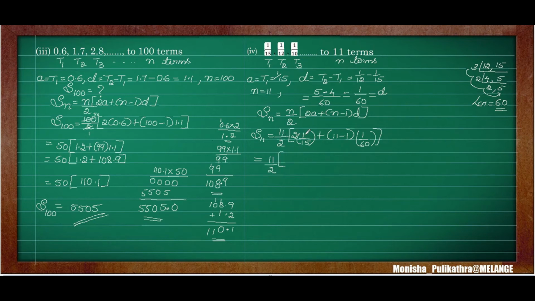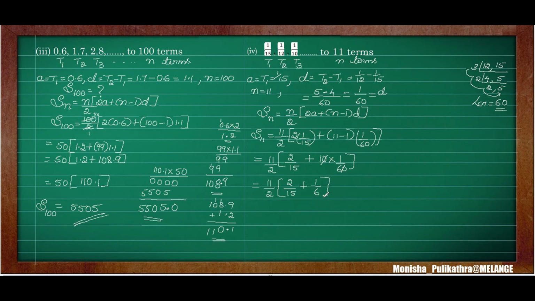Here instead of 2 into 1 by 15, you can write 2 into 1 is 2. So 2 by 15 plus 11 minus 1 is 10, 10 into 1 by 60. Here the 0s get cancelled. So remaining is 11 by 2 into 2 by 15 plus 1 by 6. So this is the term remaining, 2 by 15 plus 1 by 6.